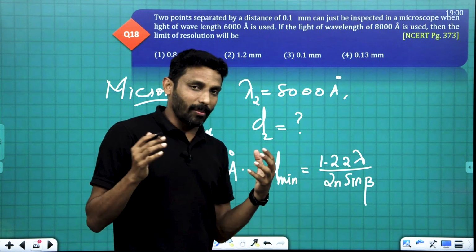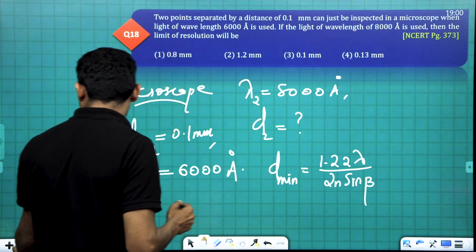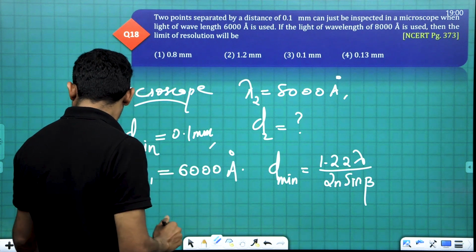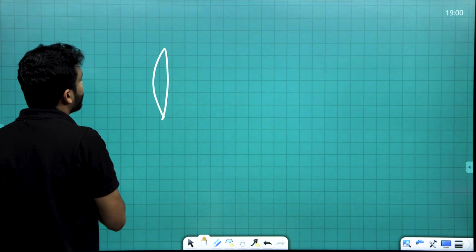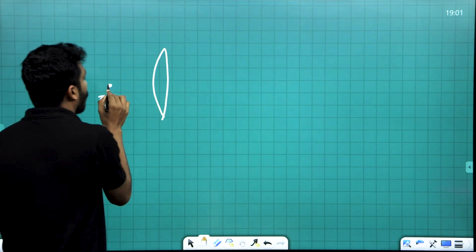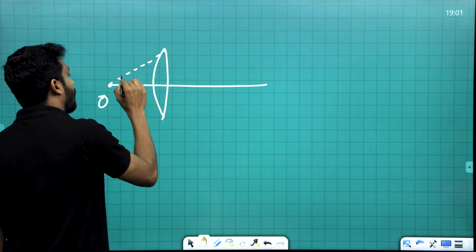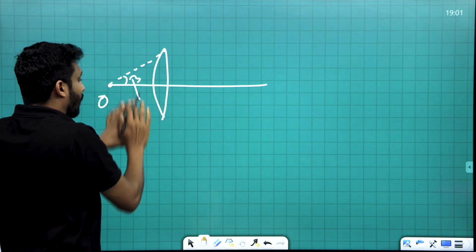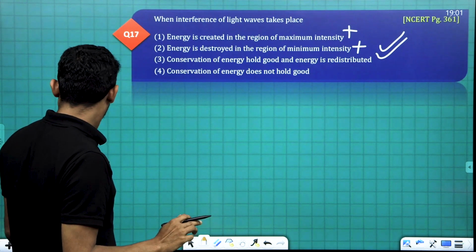n is the refractive index of the medium between the object and the lens. Beta is the angle. Which angle? I think you remember that formula. See, we have the figure here. This is the lens, and in front of it is the object, with the principal axis. This ray creates an angle, that is beta, and this medium has a refractive index, that is n. Okay, that's the formula. Clear?